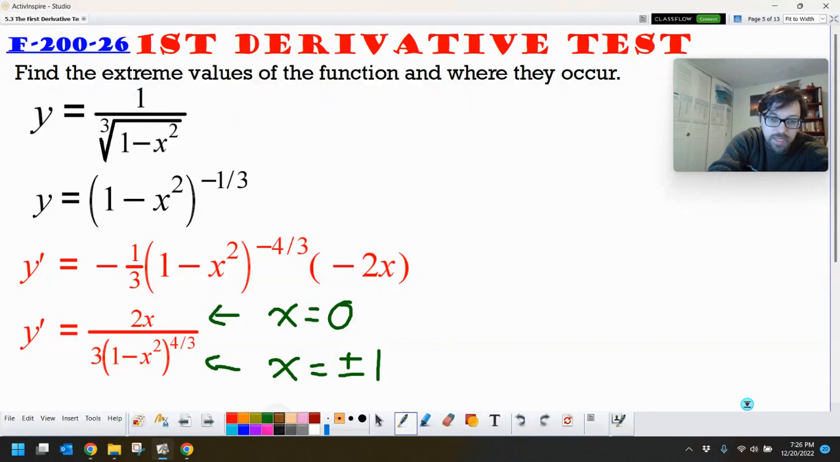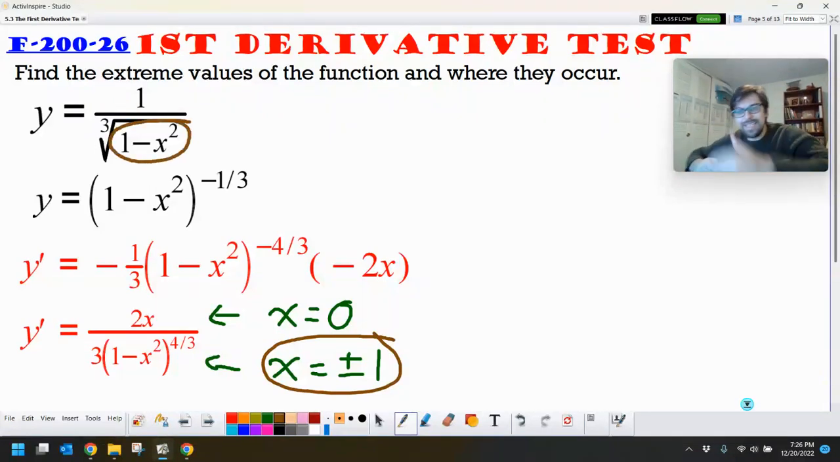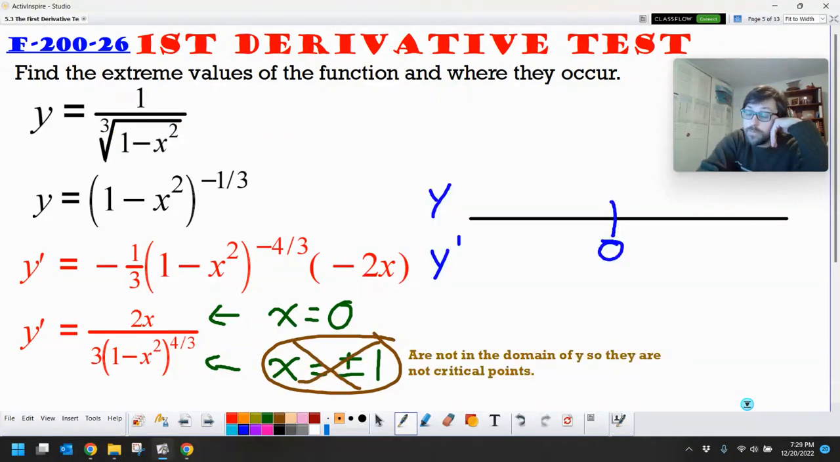This one's a little unique because if we think about these two critical values, if we tried to plug them in up here, again, we would have 0 in the denominator. So plus or minus 1 is not in the domain of our original function, so it's not a point on y. So now we just need to figure out what is going on with that derivative around 0.